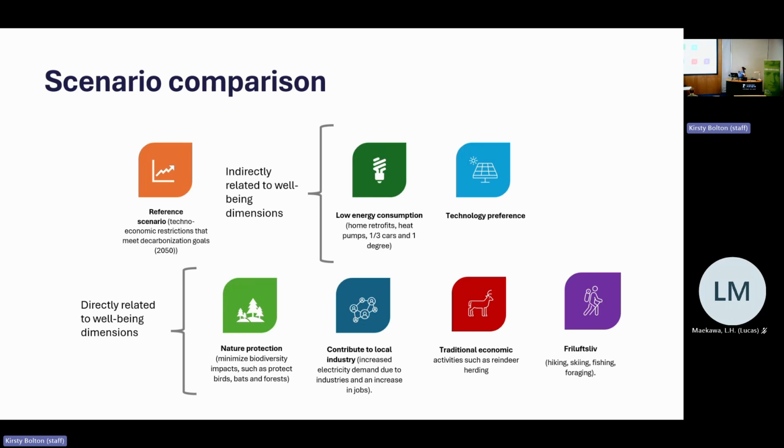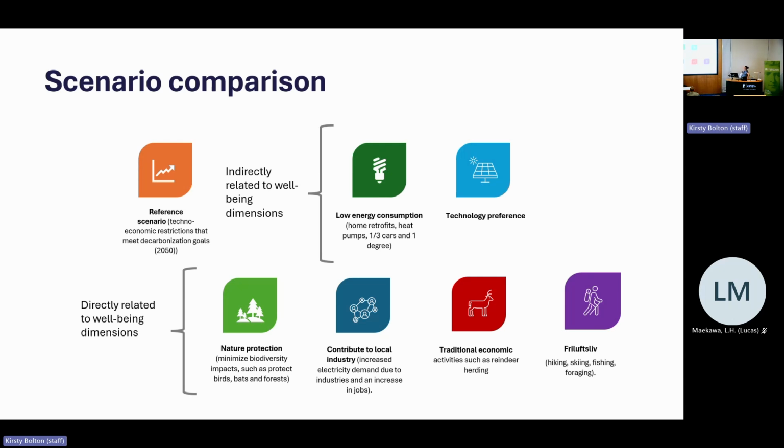And then we developed 4 scenarios which are directly related to well-being dimensions. So nature protection, so there we develop scenarios where we allow wind energy in a lot less of the areas. So currently, for example, a lot of the wind energy is actually in protected areas, because that's on the coast, where often the areas are protected, but the wind is good. So we see actually quite a lot of wind in protected areas. So there we develop scenarios where we would be a lot more restrictive on where you can develop wind.